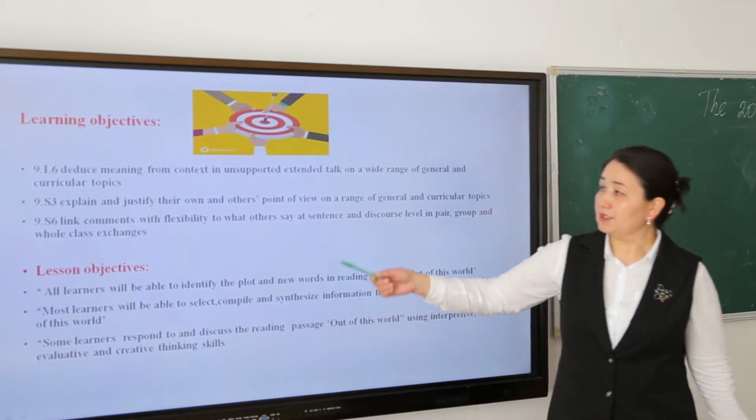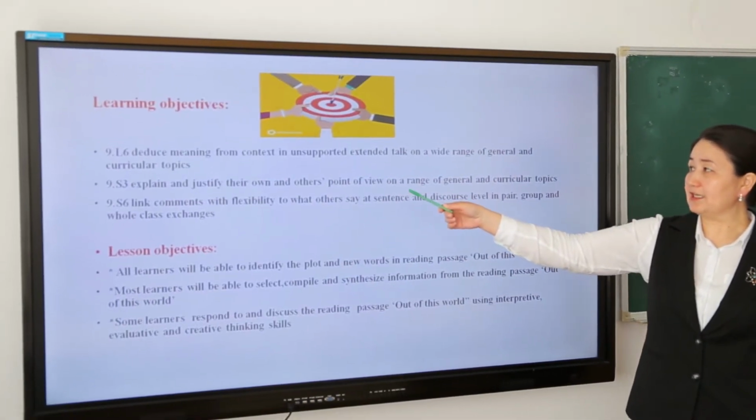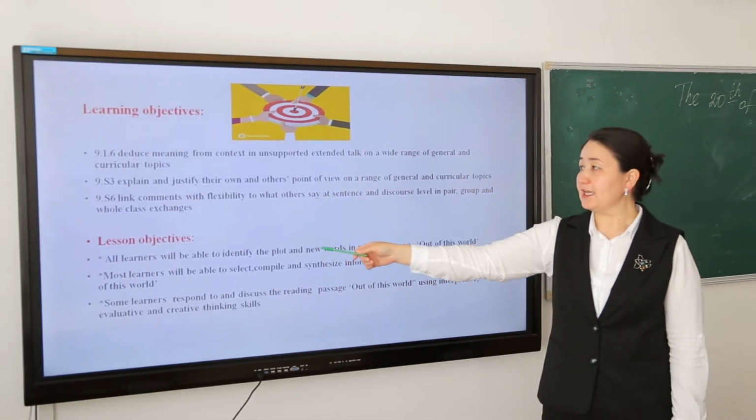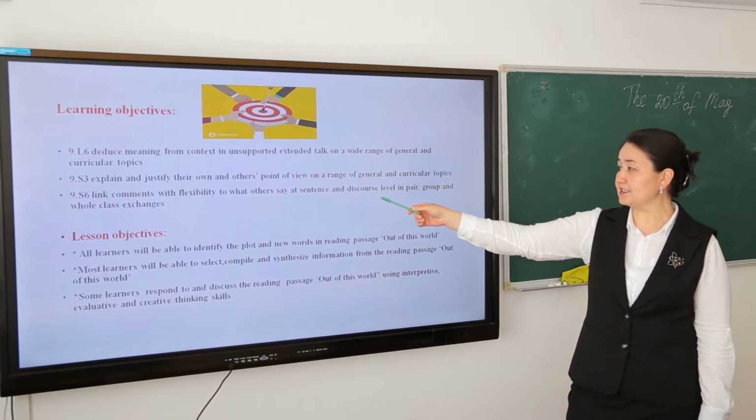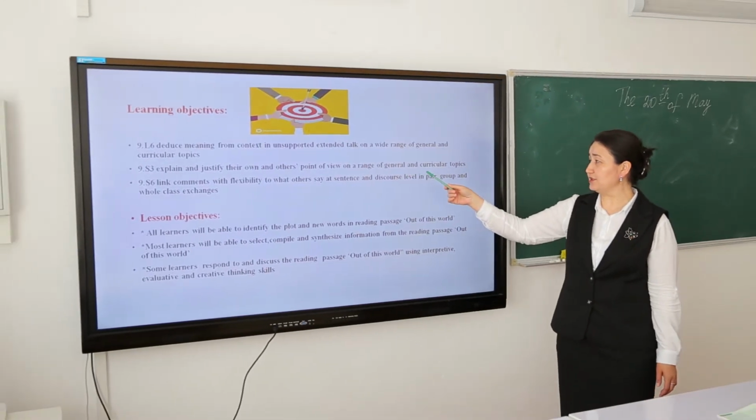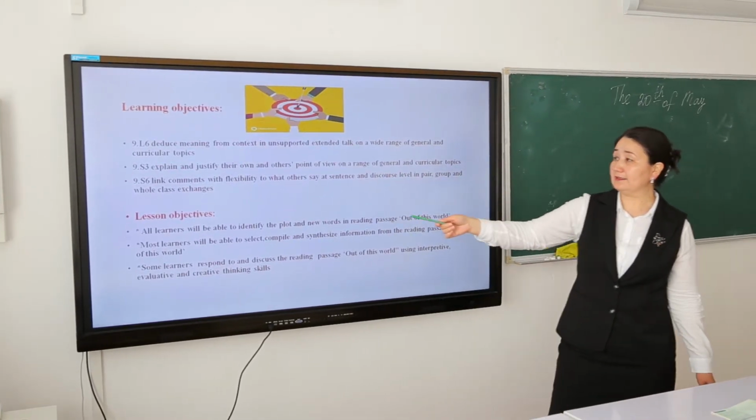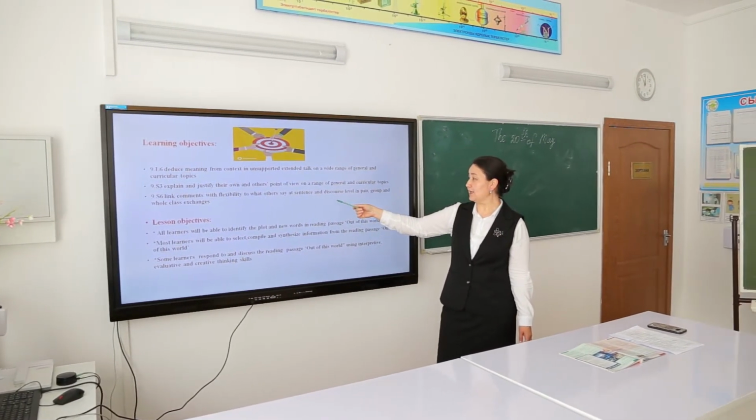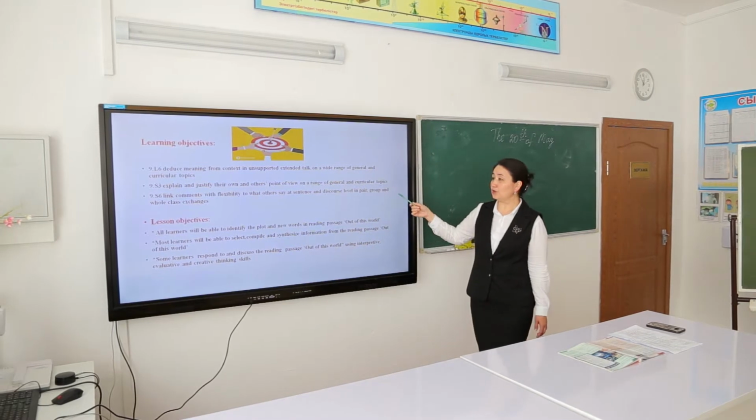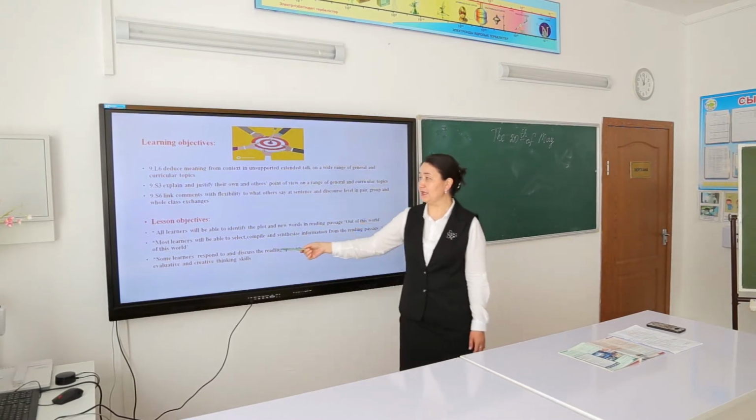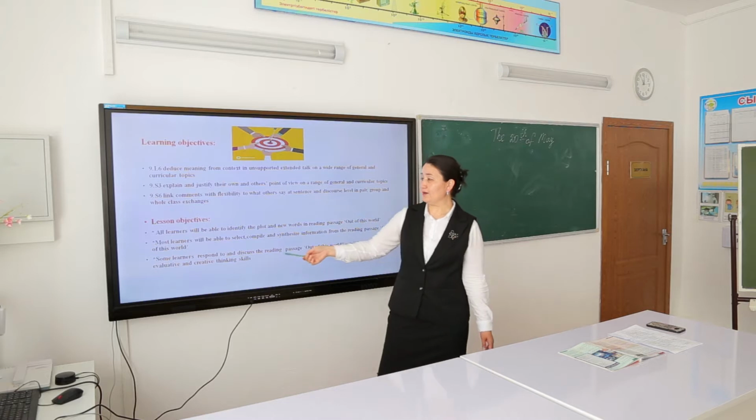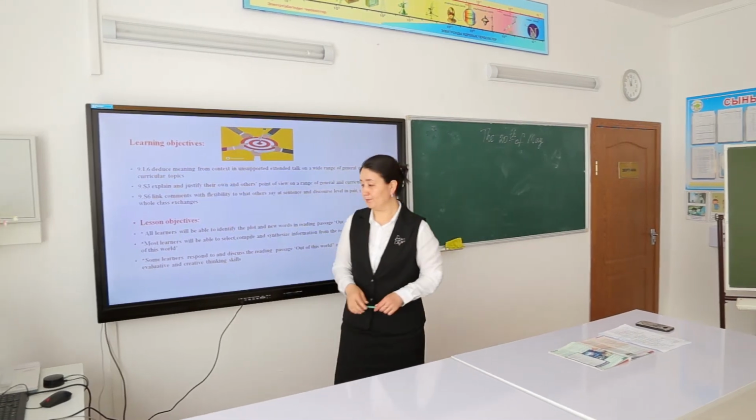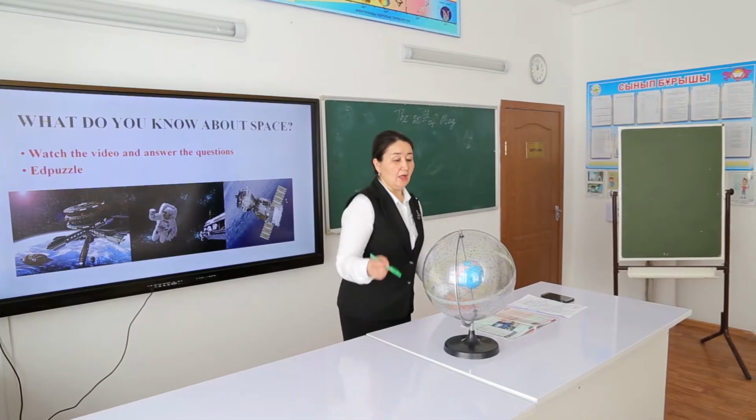Learning objectives. Deduce meaning from the context in unsupported extent talk on a wide range of general and curricular topics. Explain and justify their own and others' point of view on a range of general and curricular topics. And link comments with flexibility to what others say at sentence and discourse level in pairs, group and the whole exchanges. In order to achieve lesson objectives, we'll do some tasks. Okay, students. Look at this.